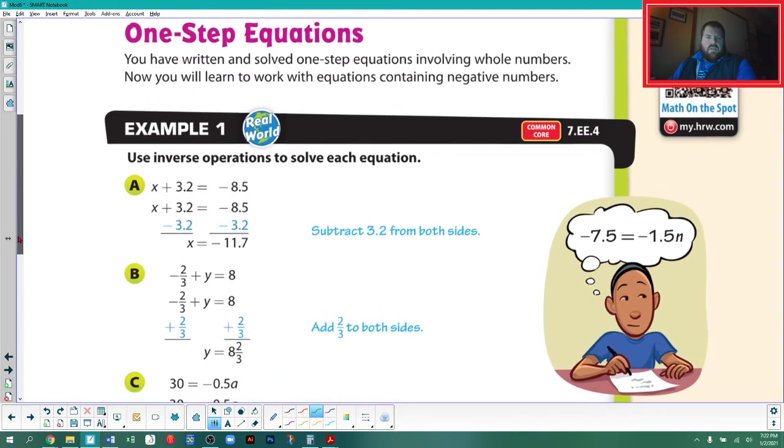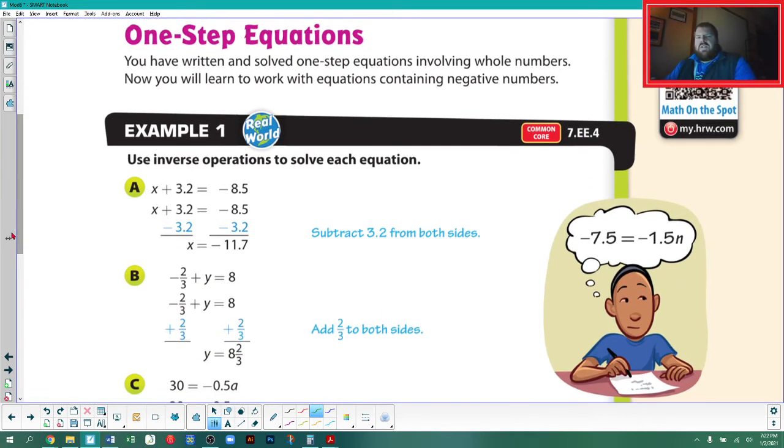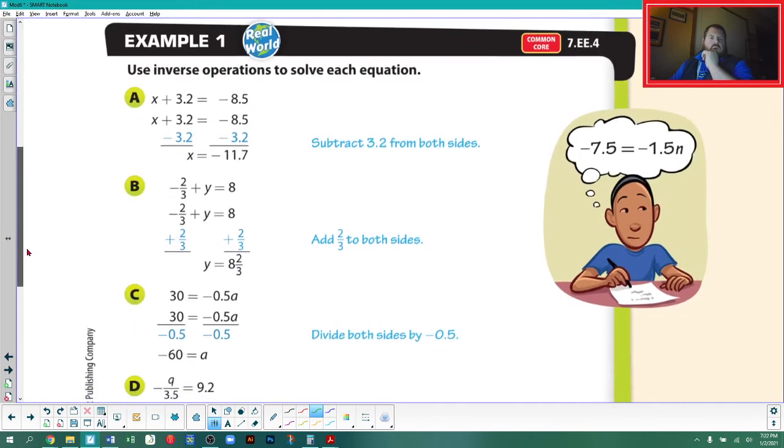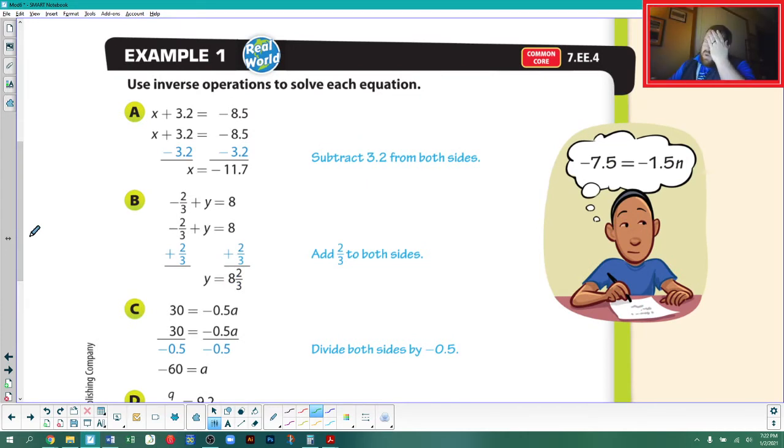Okay, so one-step equations. You've written and solved one-step equations involving whole numbers. Now we're going to learn how to do that with equations containing negative numbers as well as decimals and fractions. The big thing with solving one-step equations is that we want to use our inverse operations. So we want to undo whatever's happening to the variable. And you'll hear me say that quite a bit. What's happening to the variable and how do I undo that?